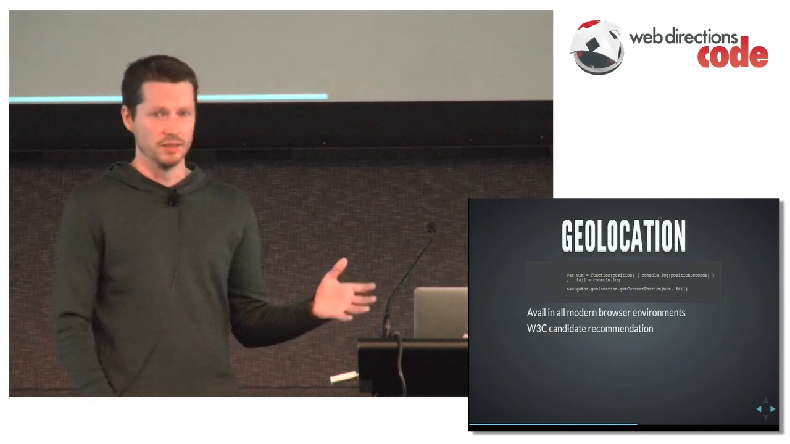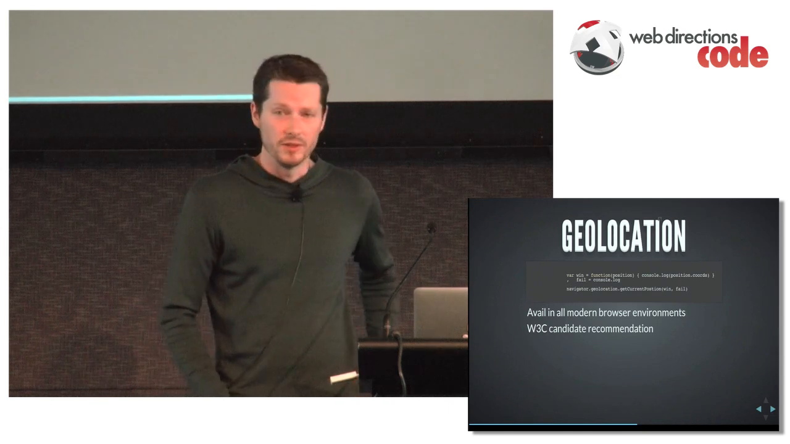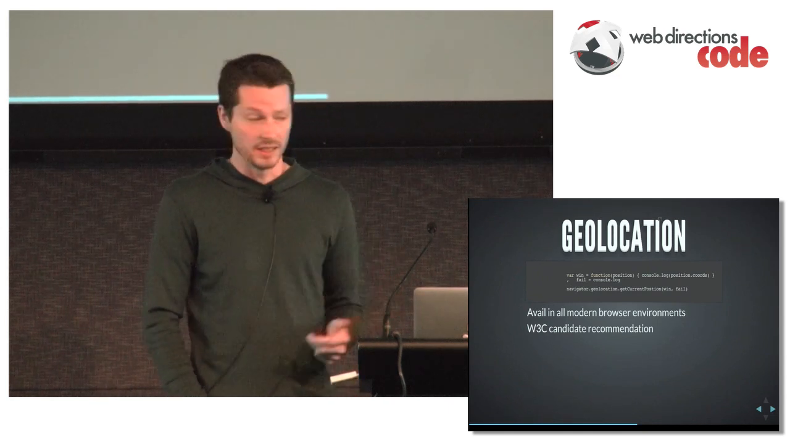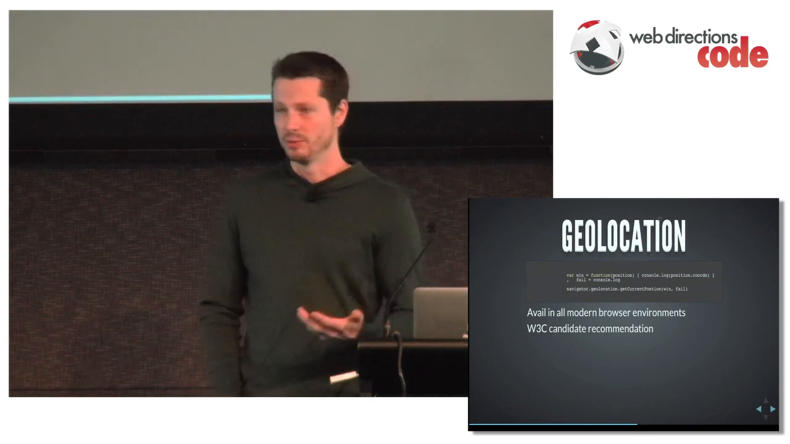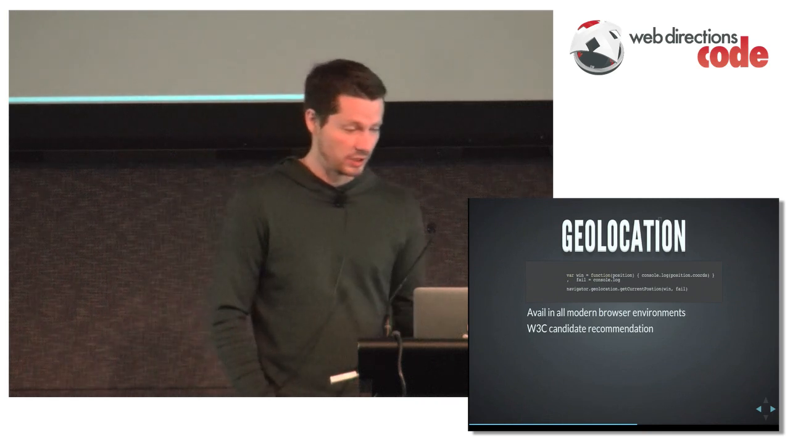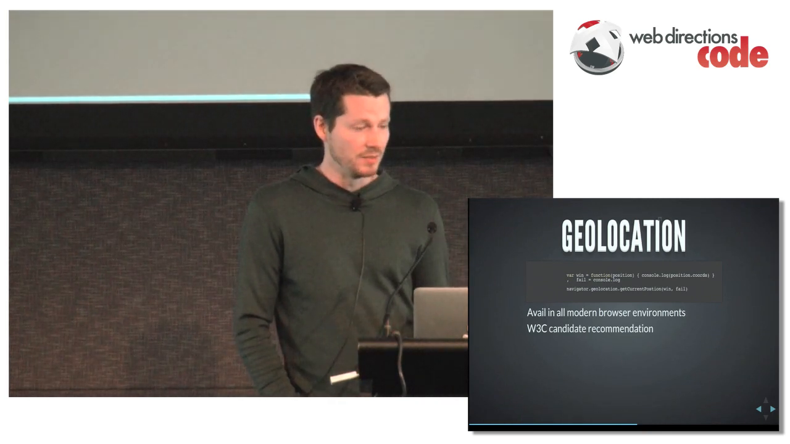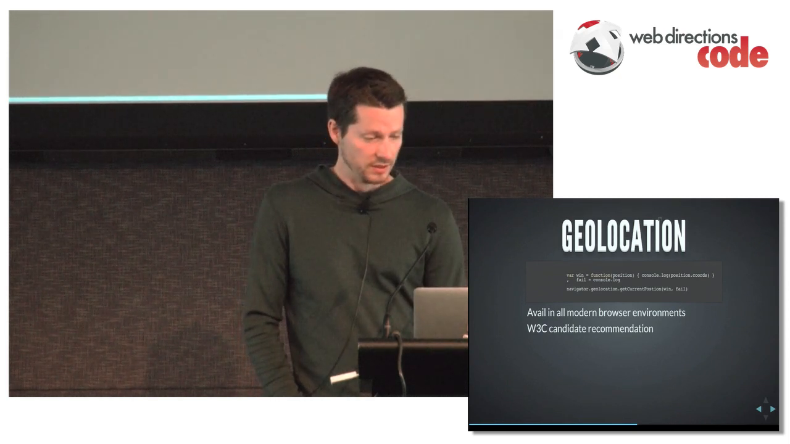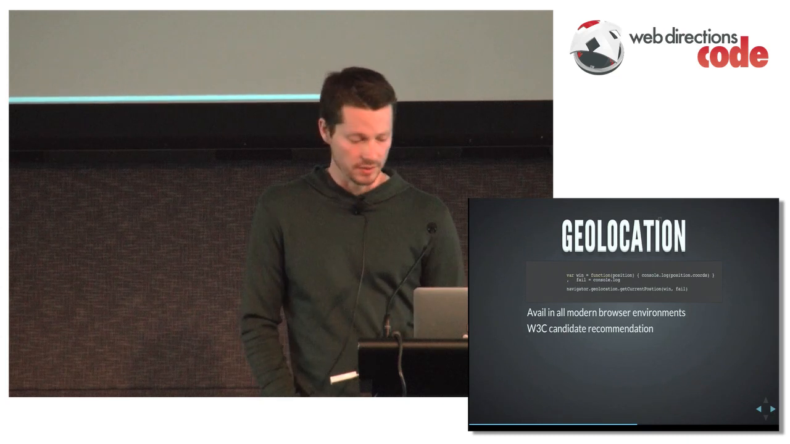So I'm going to look at all the relevant device APIs now that are available in PhoneGap and/or defined in W3C standards. The first one is geolocation. As I mentioned, we're the first browser to implement the geolocation API. It's a pretty simple API, get your current location. This is available now in all modern browser environments. It's a W3C candidate recommendation. And there are related ones, like you can watch your position and so on.